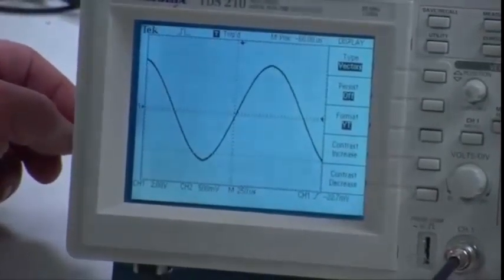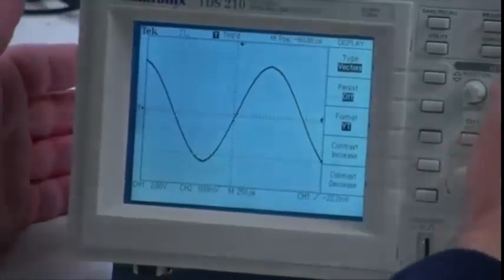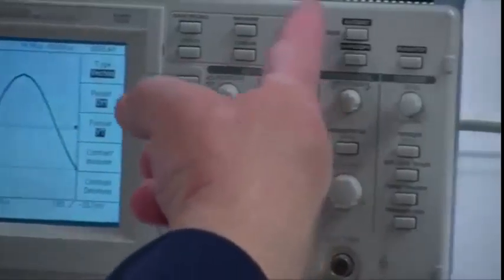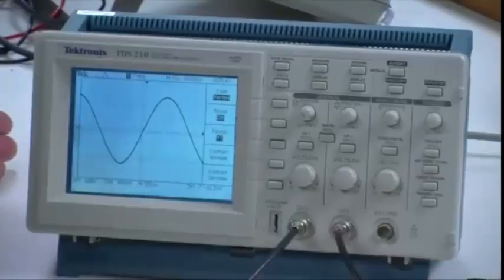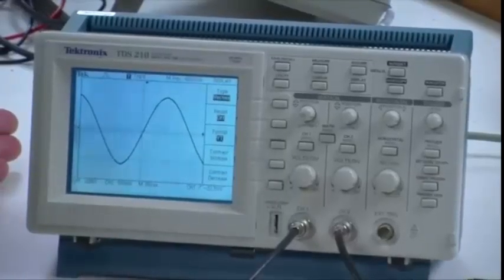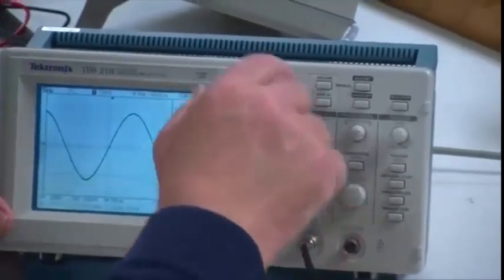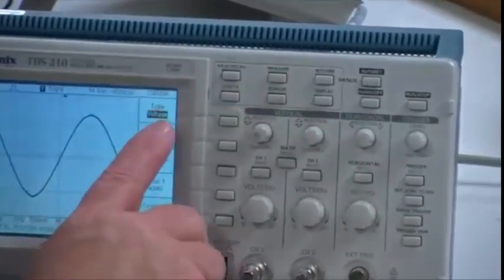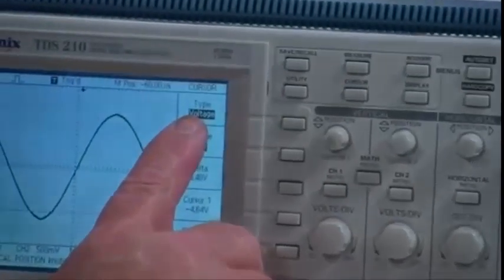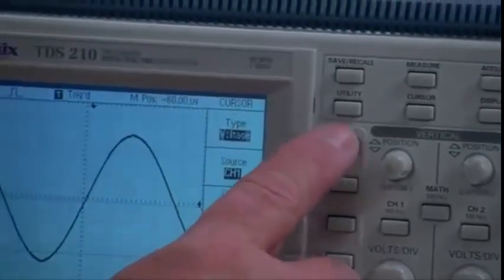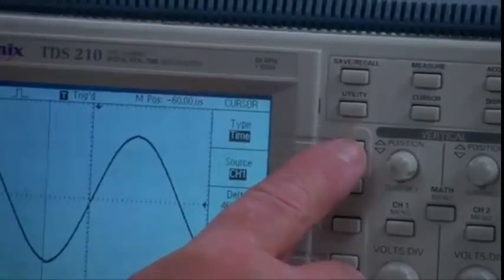Now, there are a number of menus on here. For example, one of the most useful ones of all is the cursor menu. And if you push the cursor menu, you have two options. One is voltage and one is time.